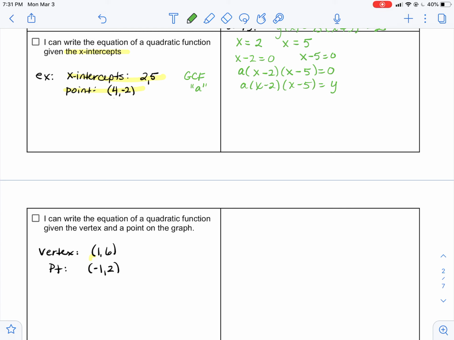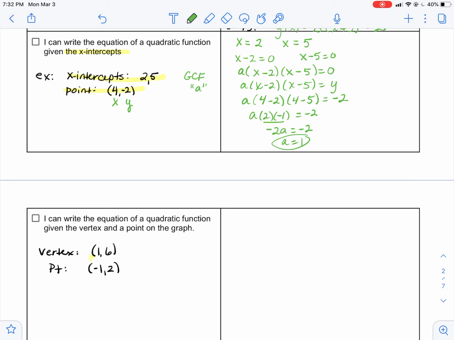So the next thing we're going to do is use our point to help us find the a value, because I am given an x and y here. So we're going to substitute in the x and the y, and then solve this for a. So 4 minus 2 is 2. 4 minus 5 would be a negative 1. So this simplifies here to negative 2a is negative 2. So a is 1. So what that simply means is that I did not take out a greatest common factor.